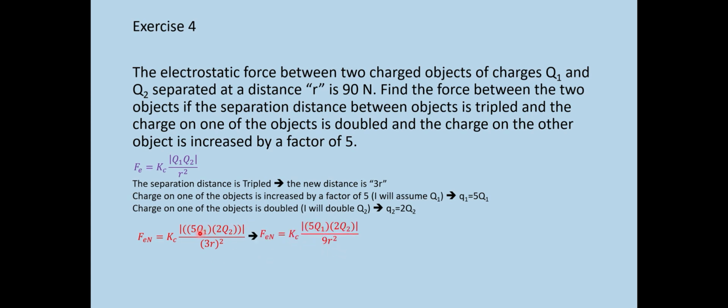So 5Q1, 2Q2, as we see, over 3r, all of it squared, becomes 9r squared. So the new variation will be 2 times 5 is 10, I take it out, and I take the 9 out, so we have a fraction 10 over 9. Again, this is the original formula of Coulomb's law, so this is Fe. It means that the new Fe is 10 over 9 multiplied by the original Fe. If you do the calculations, you will get 100 newtons.